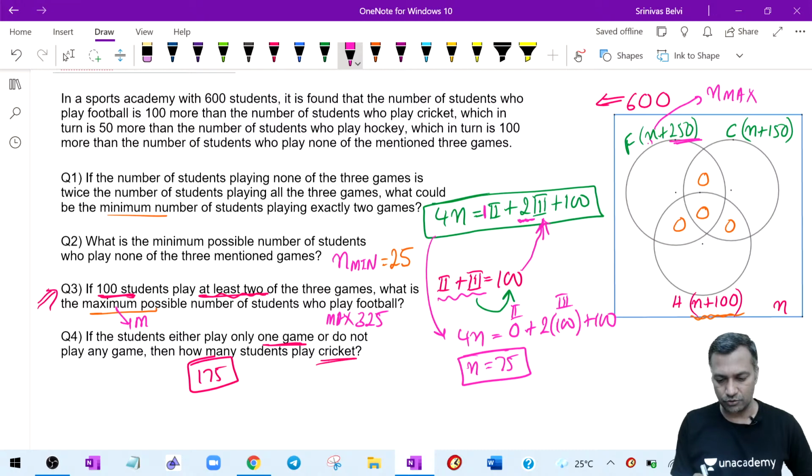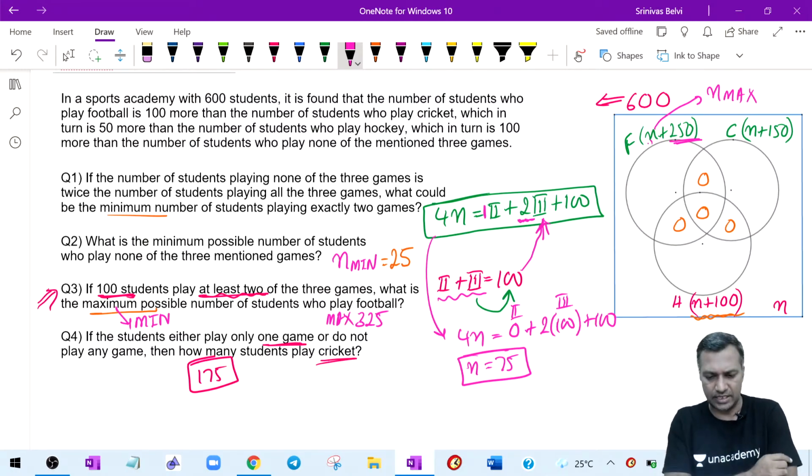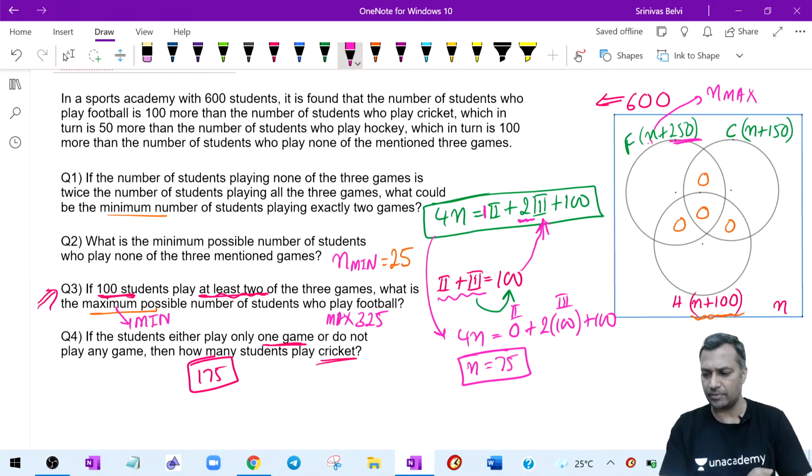Can you now tell me minima? Quickly tell me minima now. Same question. What would they have asked? Anything can be asked, right? As you said, minima, maxima. You tell me minima quickly. Everything is right in front of you. Just interpret that and tell me minima.